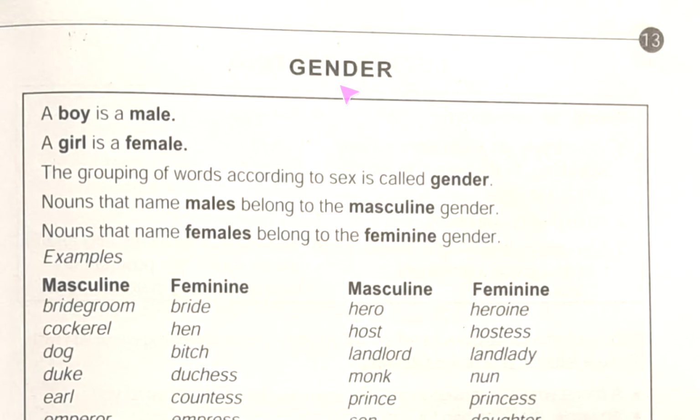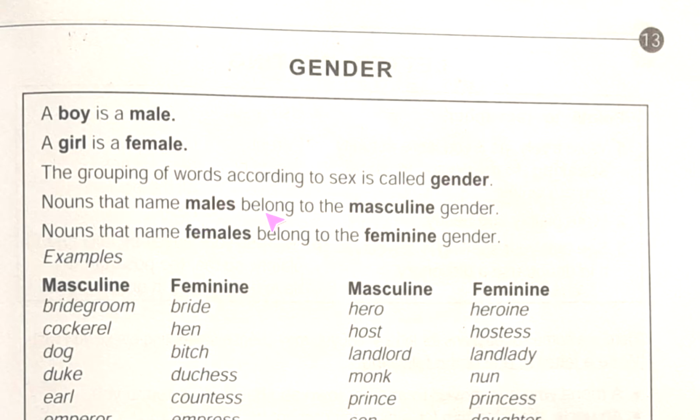Hello, today I am going to discuss Junior English Book 3, page number 13, and today's topic is gender. We have discussed this topic several times, and today again we are going to talk about it. Here it is written: a boy is a male, a girl is a female. The grouping of words according to sex is called gender.